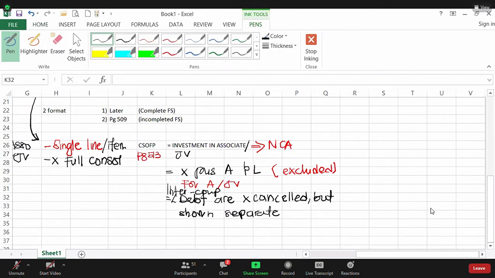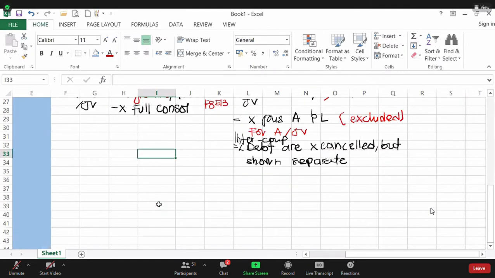Now, what about consolidated SOPL? Please go to page 14.8. Everyone, 14.8, not page 14.8. Page 515, but title numbers 14.8. Next pages, 515. Haris Aizat, please read first paragraph.